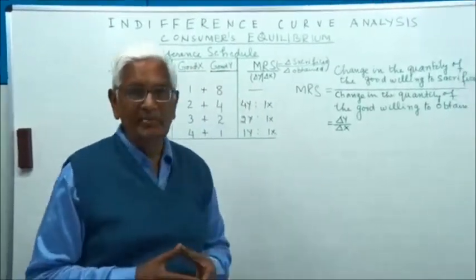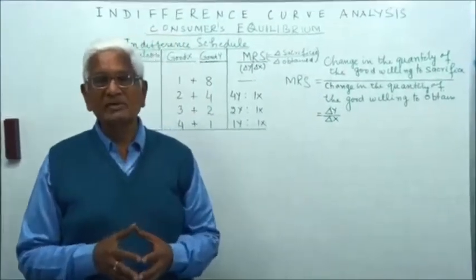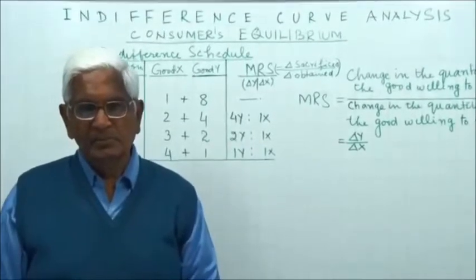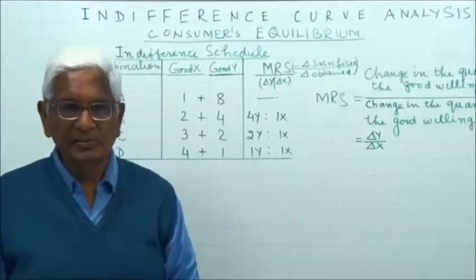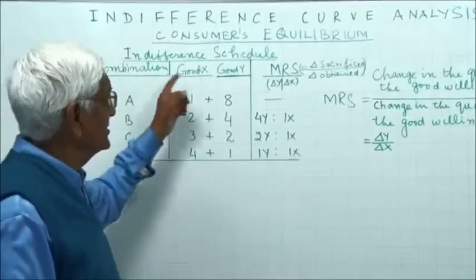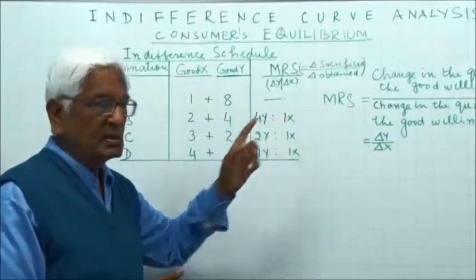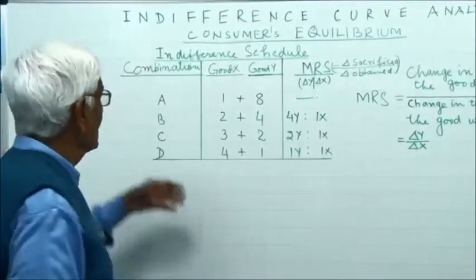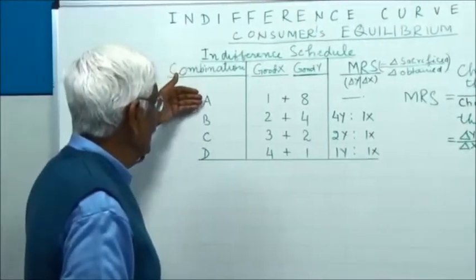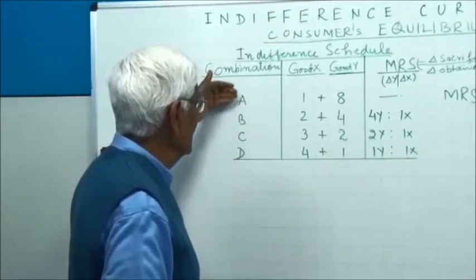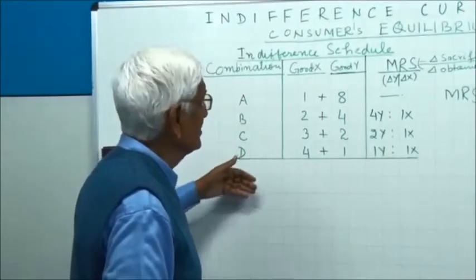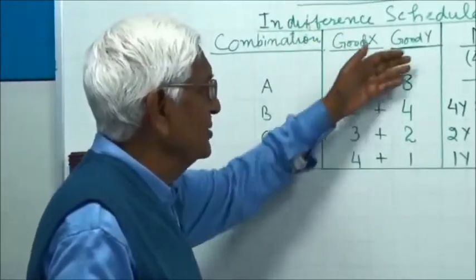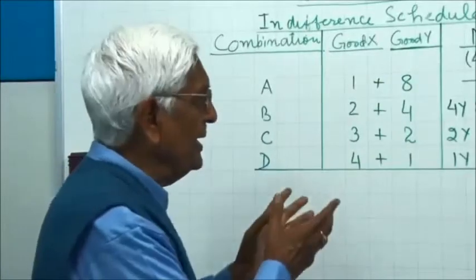I hope you know the meaning of schedule. You have passed through 11th class and you know schedule simply means a table giving you some information. So this is an indifference schedule. We have 4 columns. A column showing different combinations, the names of different combinations, then good X and good Y. The two make a combination.